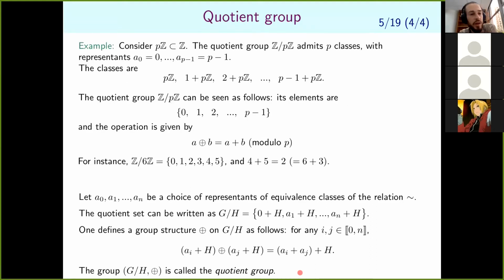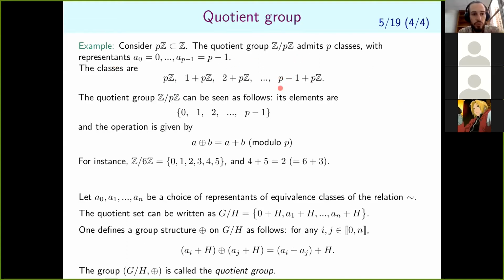And if we continue with our example, pZ for any integer p is a subgroup, and the quotient set consists of p elements. You can show that you have only p equivalence classes, and these classes can be written as pZ, the equivalence class of 0, 1 plus pZ, the equivalence class of 1, etc., until p minus 1 plus pZ, the equivalence class of p minus 1.